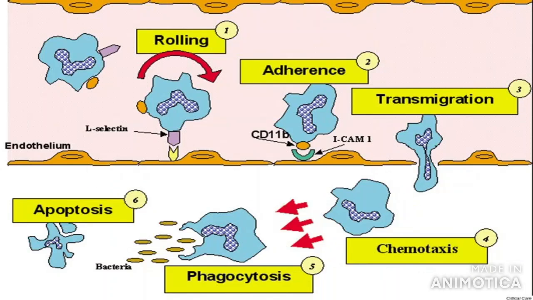Now after margination, because of a specific protein called L-selectin, it will cause rolling of this leukocyte on the endothelial cells or endothelium, right? After rolling, the second step comes as adherence or adhesion. Here the protein that is involved is integrins. Because of integrins, there will be adhesion of this leukocyte to the endothelial cells.